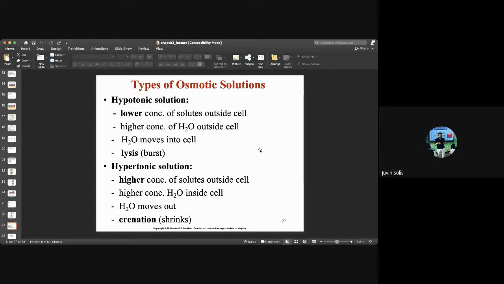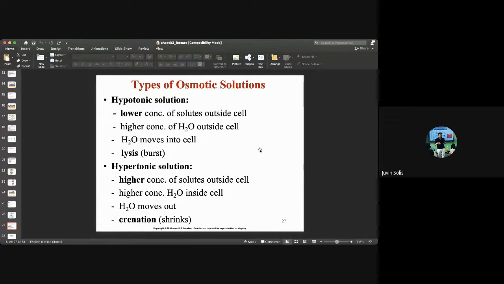Sige, ulitin natin. Pag hypotonic, hypo means mababa. It means yung tubig pumapasok sa cell. Pag pumasok yung tubig sa cell, nag-swell, namamaga. Eventually, pag sobra yung swelling, naglalysis. That term is yung burst, sumasabog. That is for hypotonic. While hypertonic, mataas yung concentration, yung tubig lumalabas sa cell. Pag constant na lumalabas yung tubig sa cell, nadidehydrate, nag-shrink, lumiliit yung cell, and that is what we call your crenation. Is it clear now? Yes, sir. Thank you po.